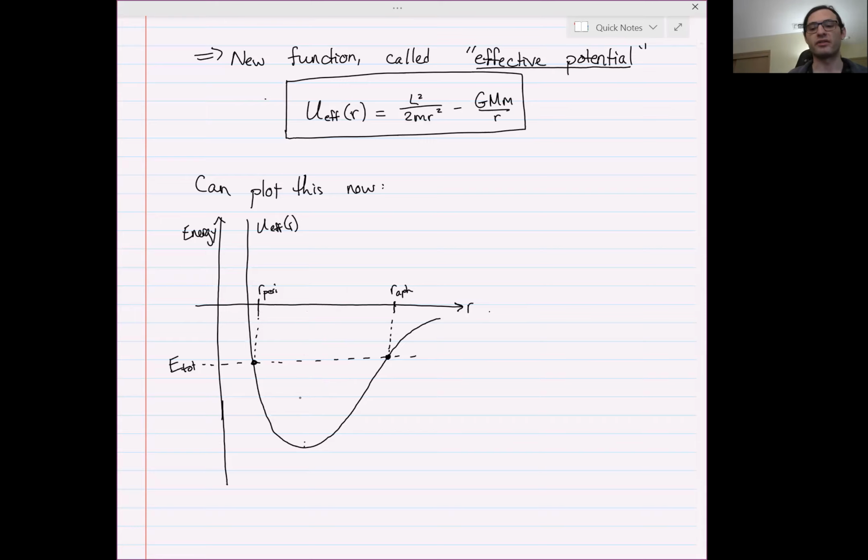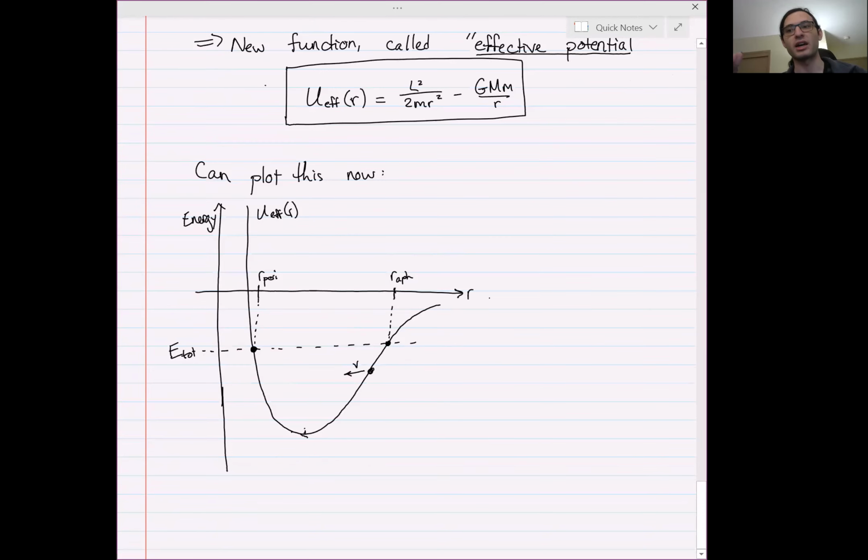But so now you can see that if an object is falling towards the sun, with this much energy, it'll go down, gain a whole bunch of radial speed. It'll swing back up, but it can only get up to this distance. Because at that point, the effective potential energy is equal to the total energy that the system has.